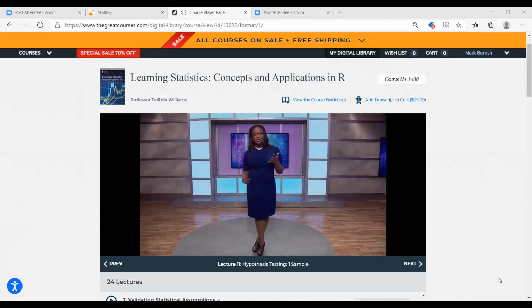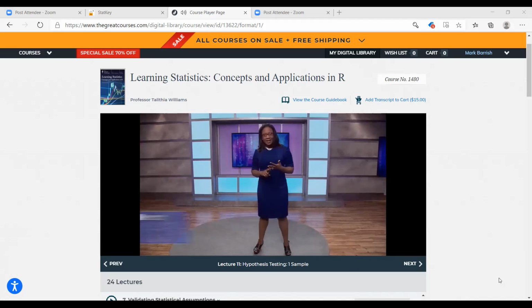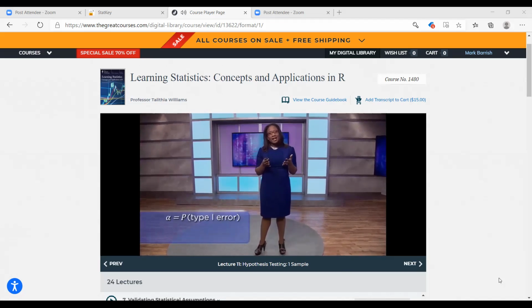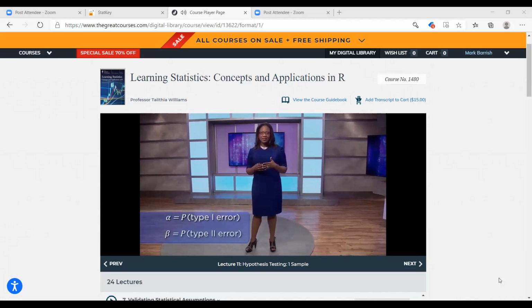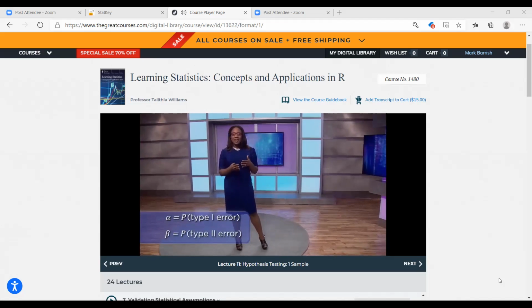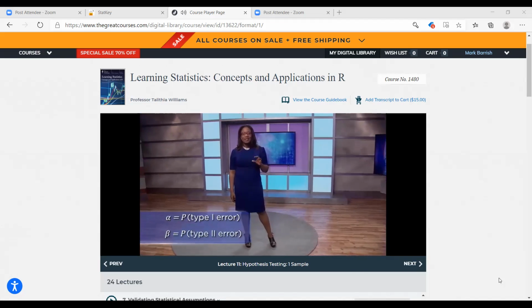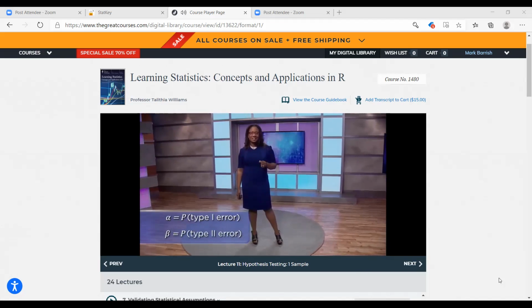Now, we have two terms, alpha and beta. Alpha is going to be our probability of making that type 1 error. And beta we call the probability of making a type 2 error. Now, you can imagine we want to keep these as low as possible.